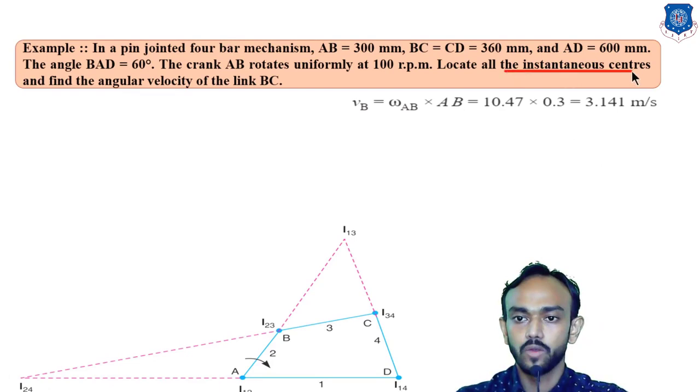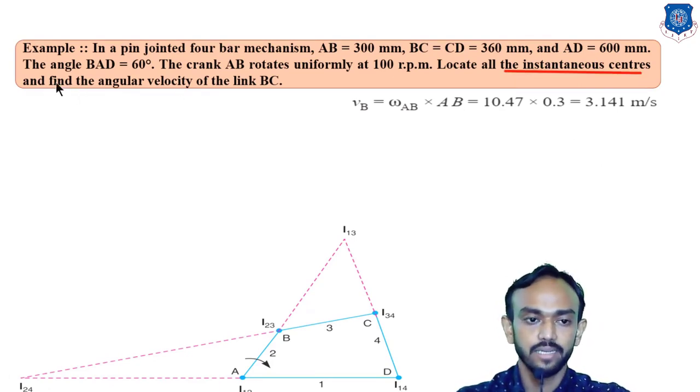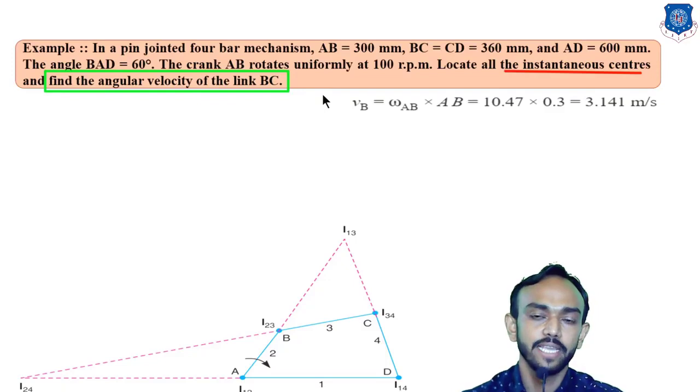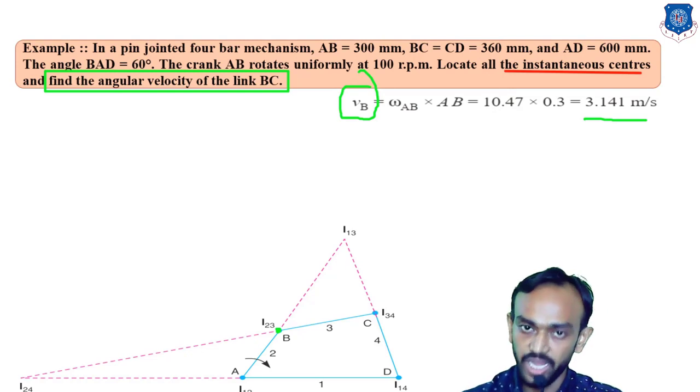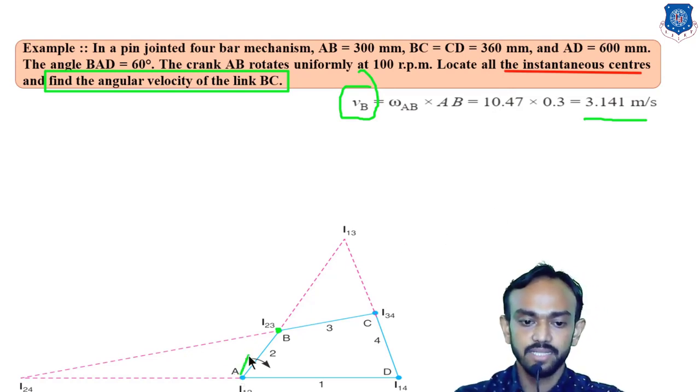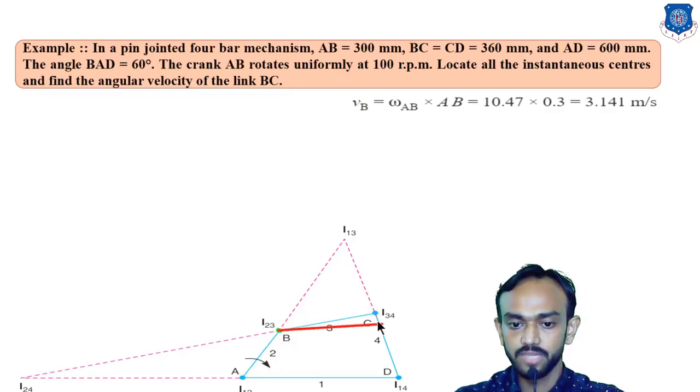So we have already located all the I-centers. Now we are going to find the angular velocity of link BC. First of all, what we have right now is the velocity of point B, which is 3.14 meter per second. Okay, this is the velocity of B with respect to A, meaning we found this velocity with respect to this link. But this point is also on this BC link, so B we can also consider on this BC link.